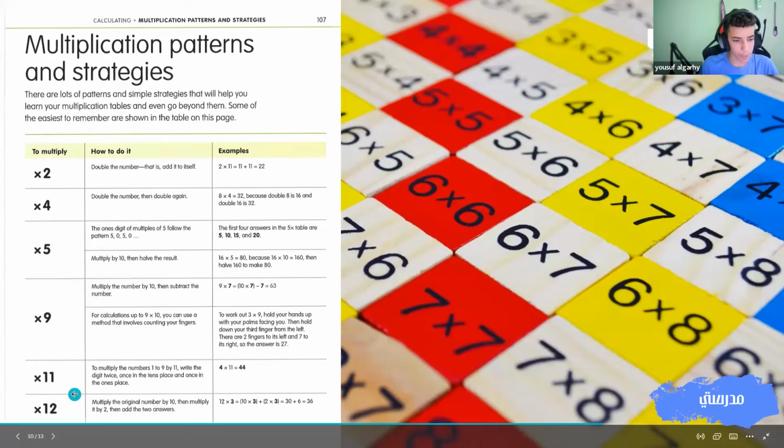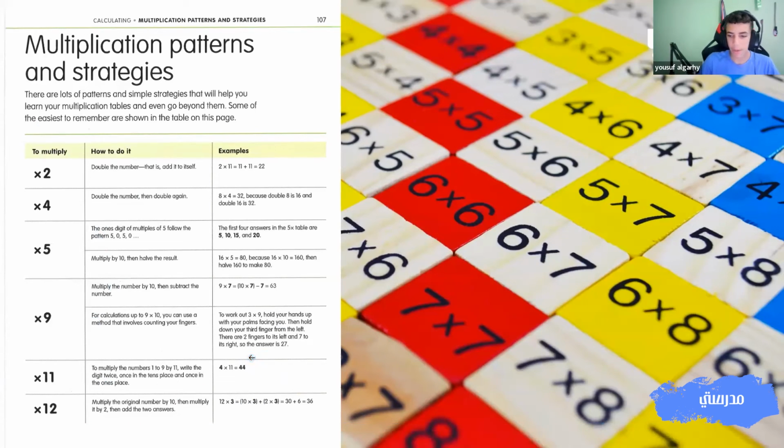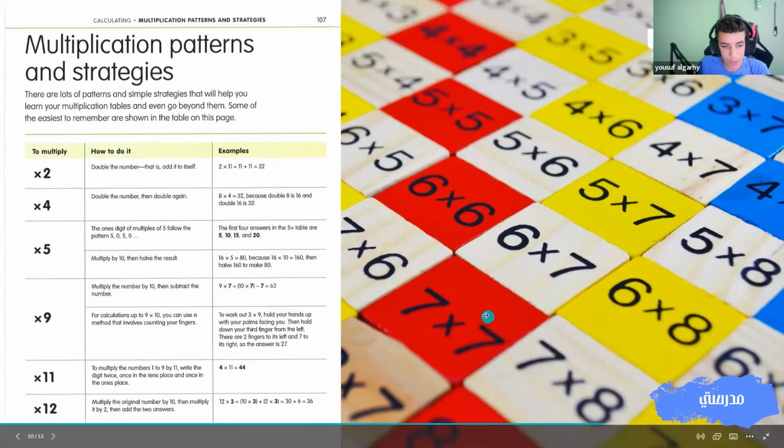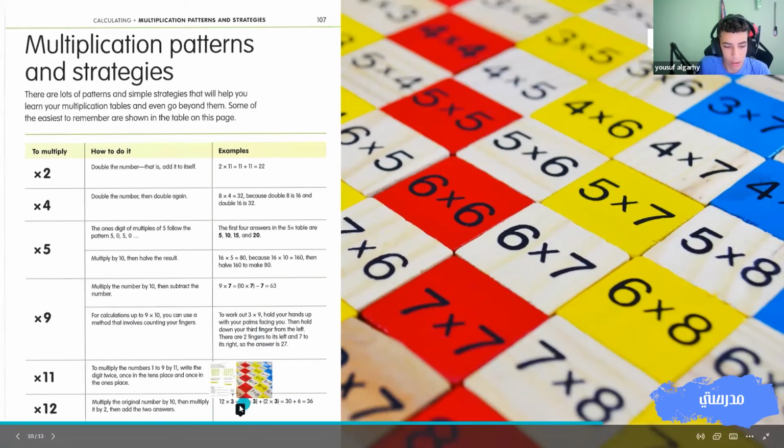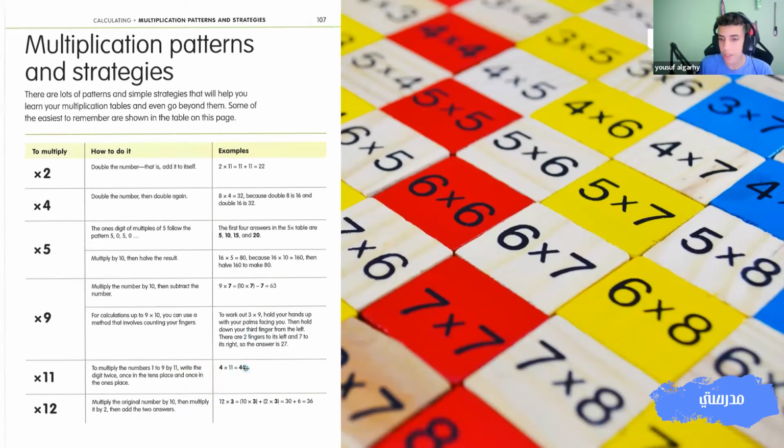Now we have multiplying by 12. Multiply the original number by 10, then multiply it by 2, and then add them together. That might seem a little bit confusing, so let's talk about it. We have 12 times 3. So what we'd want to do is multiply 10 times 3. And you guys can write this down if I'm talking too fast.